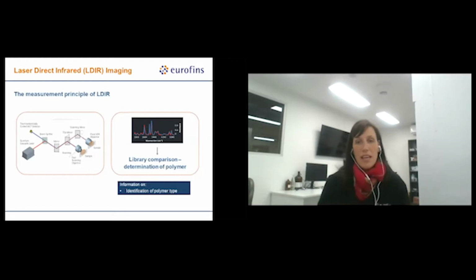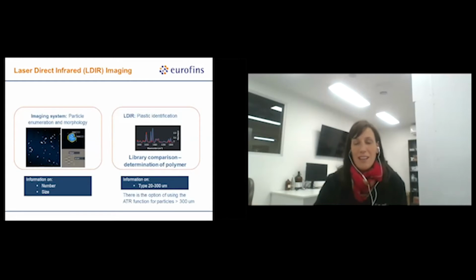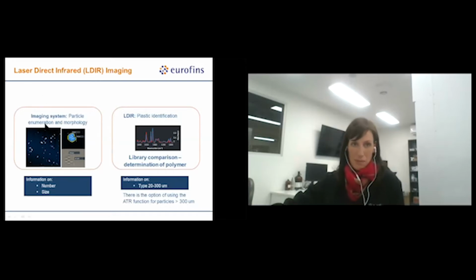Every substance there is has a unique fingerprint. So every substance has its own spectrum. And we can then compare those to a library and then determine the polymer. So knowing the polymer by itself doesn't really make it a microplastics analysis. So this instrument is coupled with an imaging system. So the imaging system provides information on the number of particles found, as well as the sizing, and then the LDIR function will do the determination of the polymers.